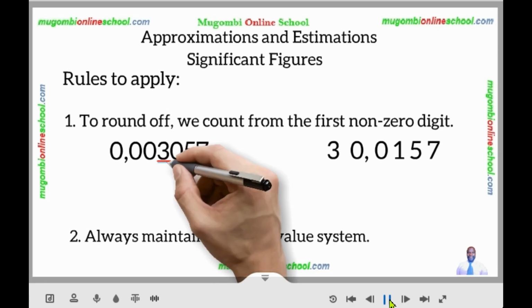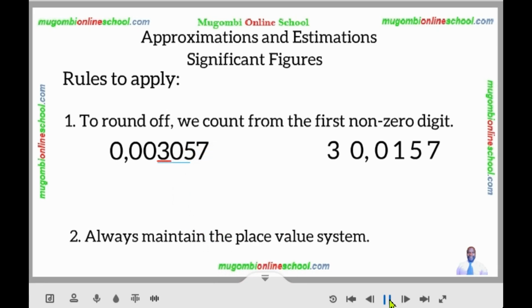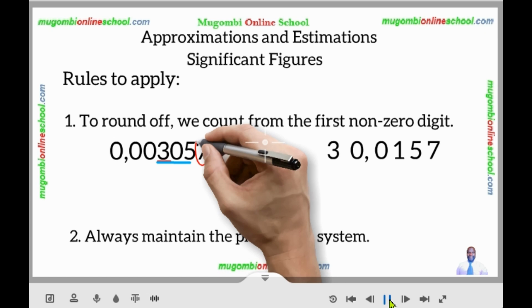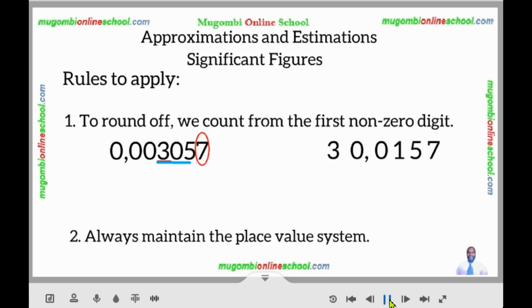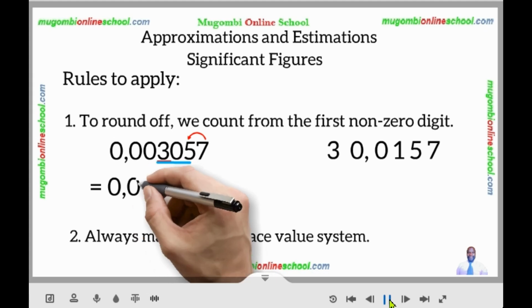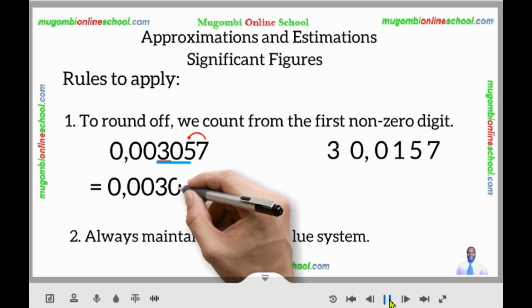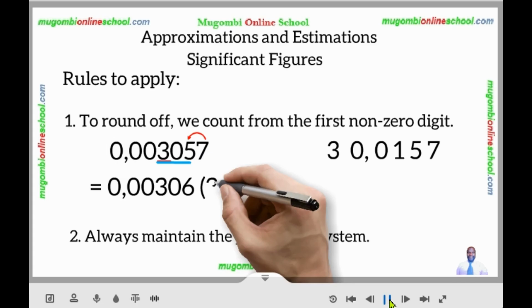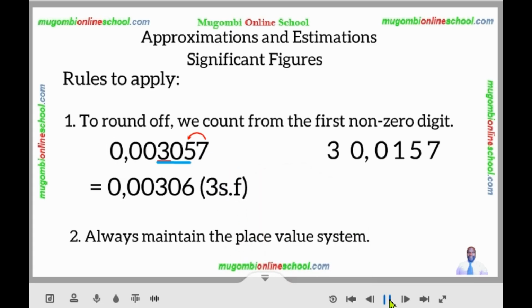So we have to count the 3 digits: 1, 2, 3, and then we look at the next digit, which is 7, and it is above 5. So in this case, we will add 1 to the previous digit, and it will become 6, and the 7 will turn into 0. So our answer becomes 0.00306, and 7 becomes 0, and it is insignificant in this case.